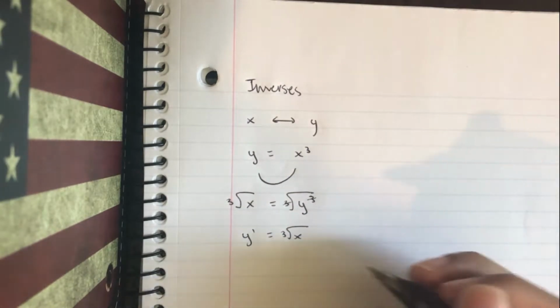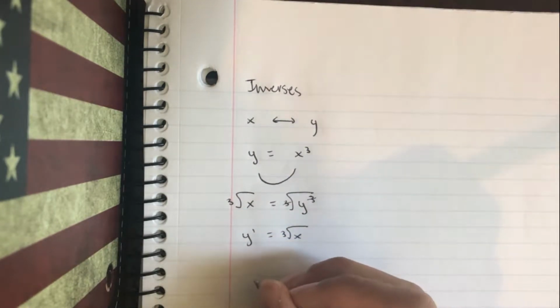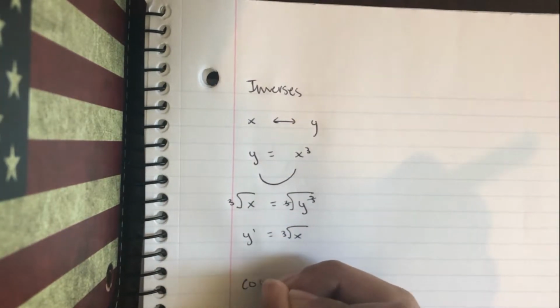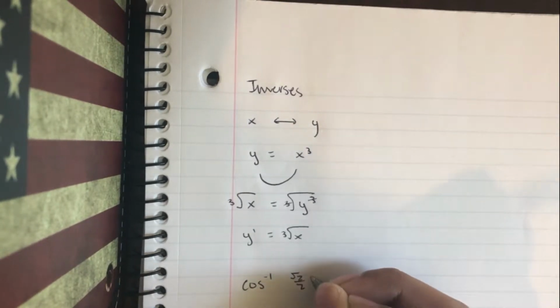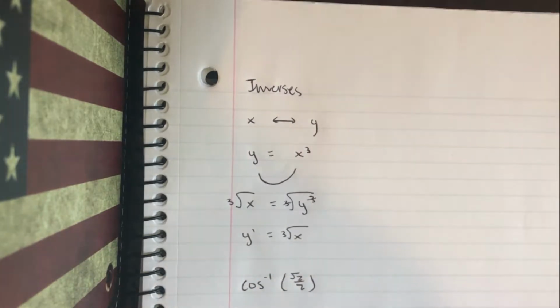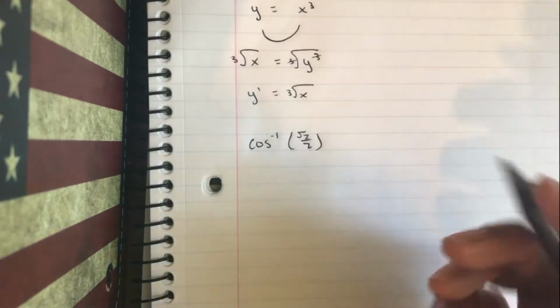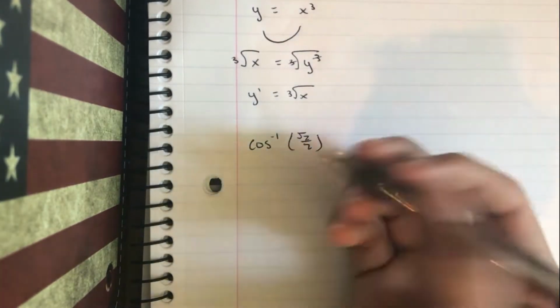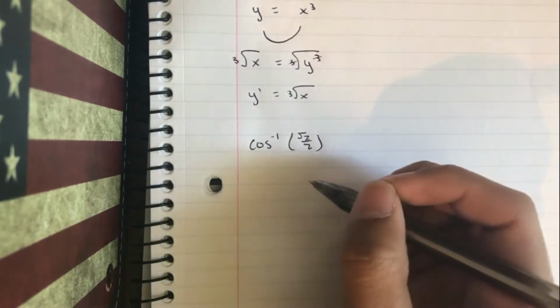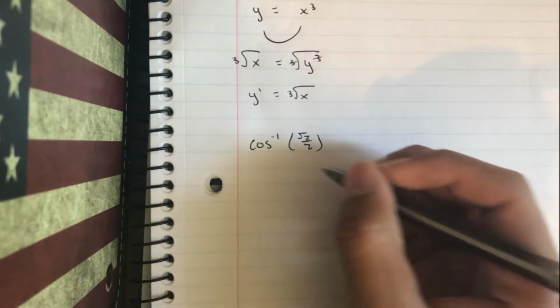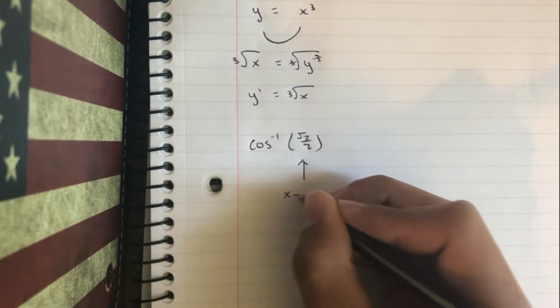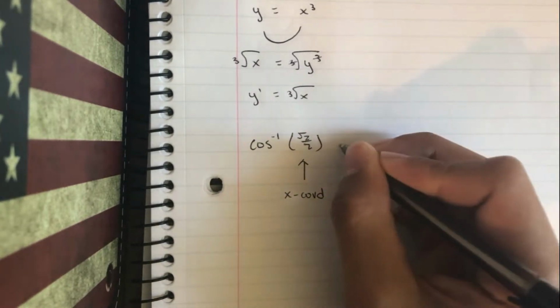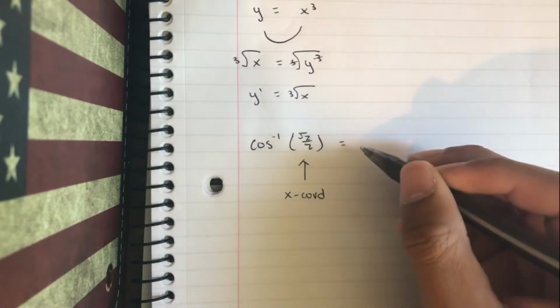But if you recall, you're in calculus now, so you get big boy problems such as the inverse of cosine of square root of 2 over 2. Now, if you're like me, you probably don't remember what any of this means. So generally, what this question is asking is, it is giving you an x coordinate, and you're trying to find an angle.